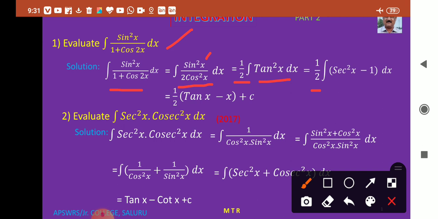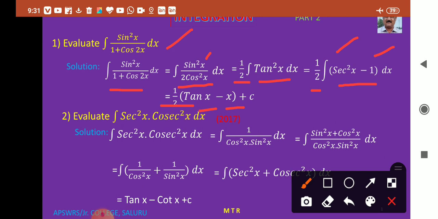So write that, convert the tan square x as secant square x minus 1. You know 1 plus tan square x is equal to secant square x. So tan square x is equal to secant square x minus 1. That is equal to, write this 1 by 2 as it is. The integral of secant square x is tan x. The integration of 1 is x. So minus x plus c.